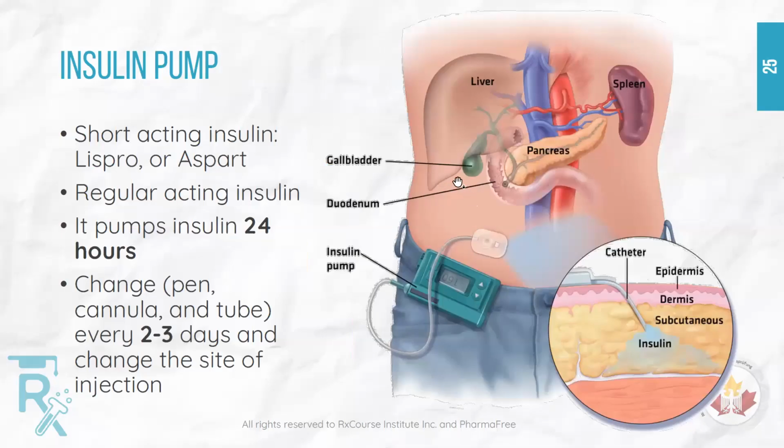Okay, regarding type 1, we don't have to think much about that. This is the insulin pump. And the kind of insulin we usually use is the short acting or the regular acting, just to be associated with meals. And this is how the insulin pump works. And the cannula and tube has to be changed every 2 to 3 days. It's not our business to think deeply about that, but all we need to know is the type of insulin used in the insulin pump is either the short acting or the regular acting one.